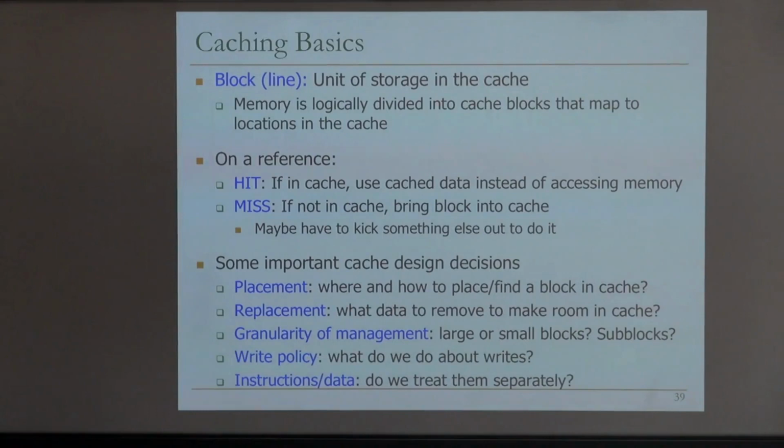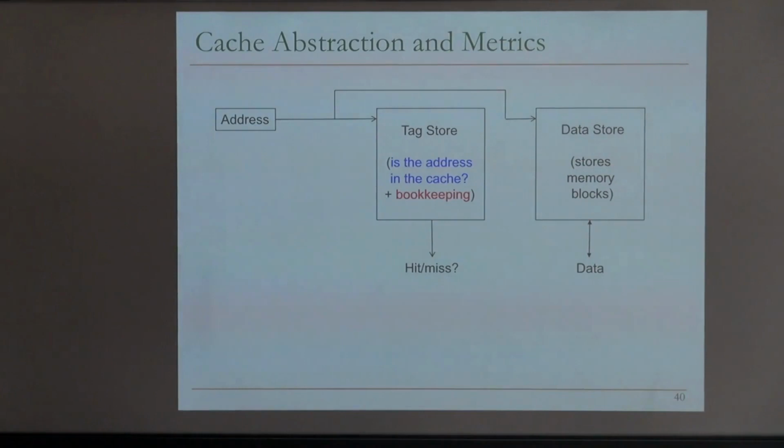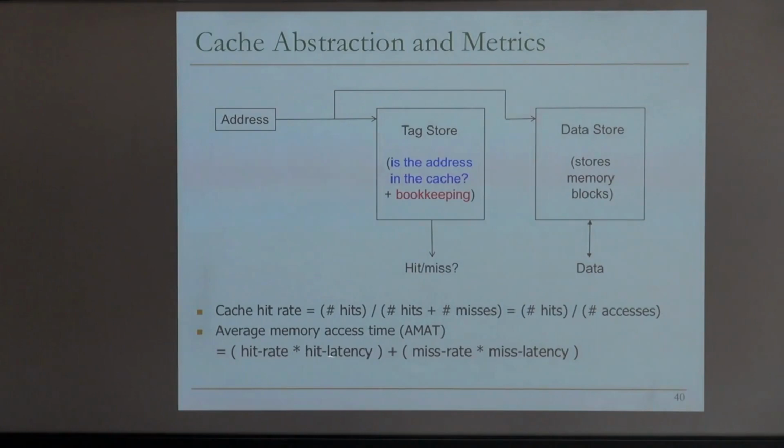And this is how it looks basically in hardware and blocks over here. This is the abstraction. You supply the cache an address, tag store says, is this address in the cache? And it has some bookkeeping information. Data store gives the block if the address is in the cache. And you can calculate the cache hit rate this way, basically. And you can calculate an average memory access time, which is the hit rate times hit latency plus miss rate times miss latency.